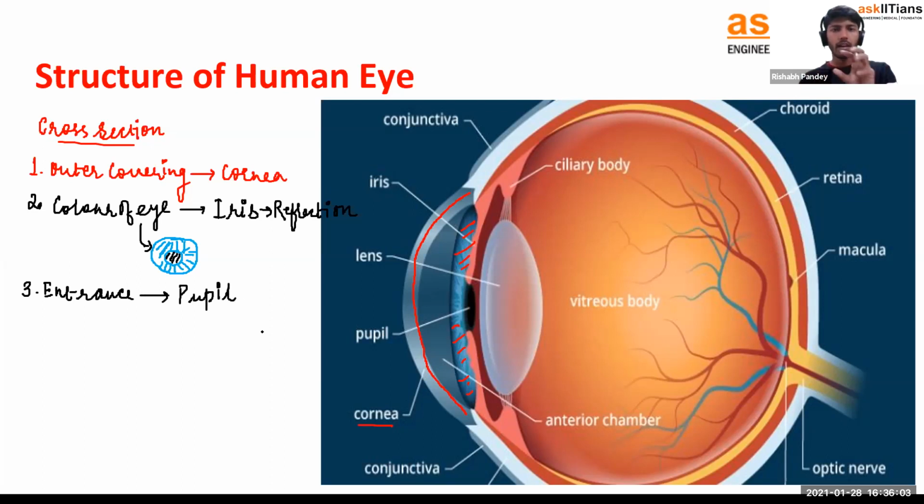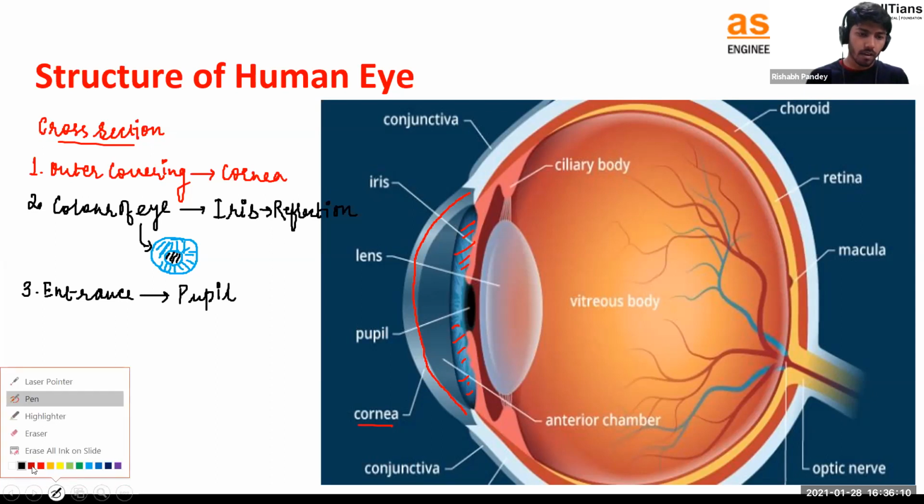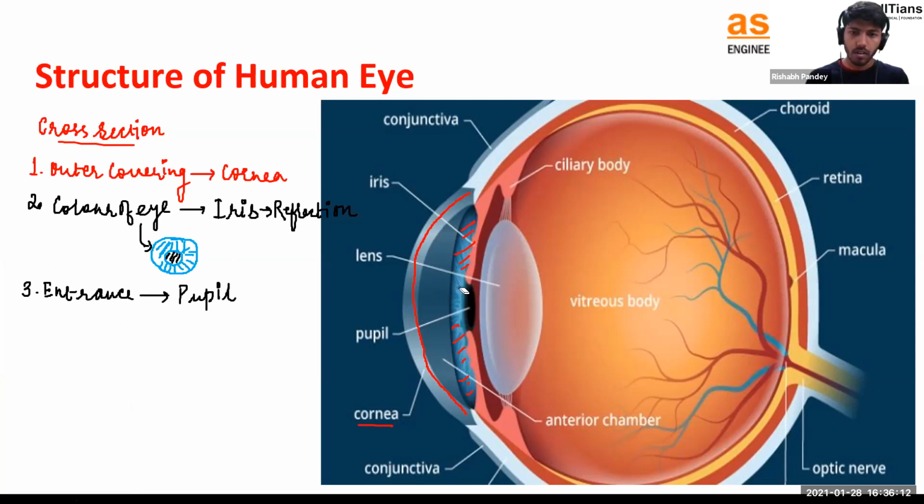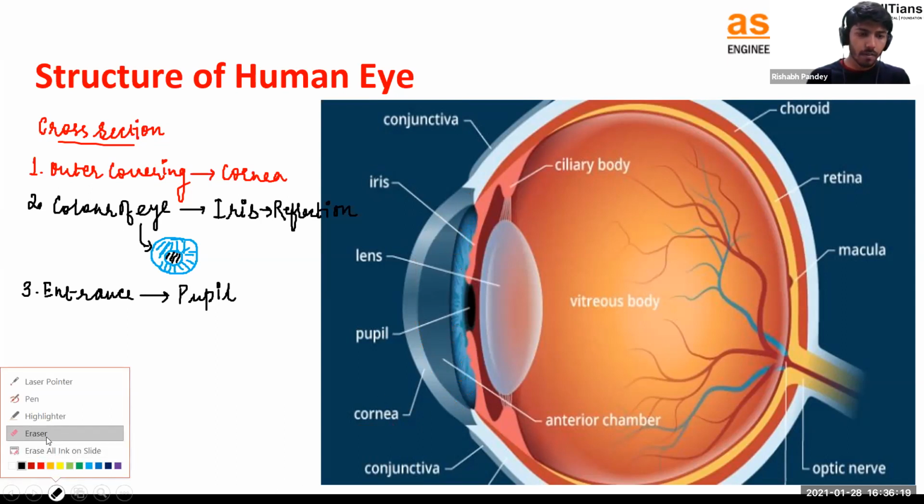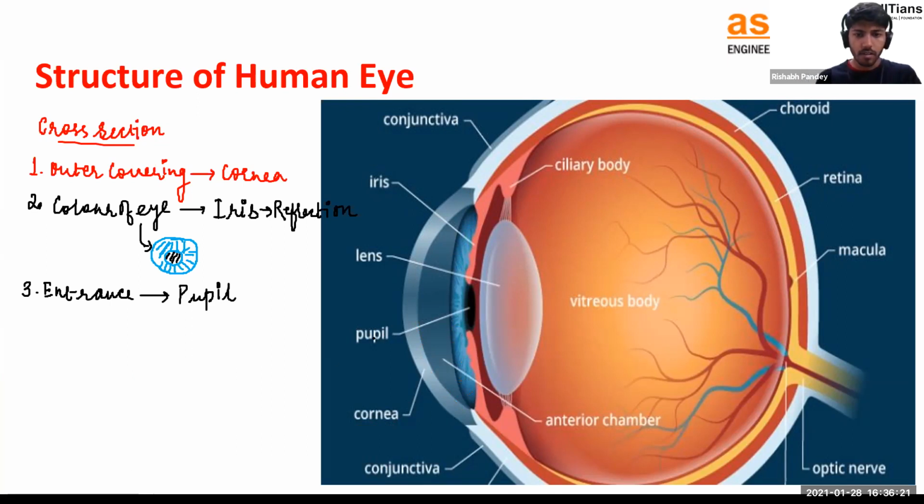So the pupil has a kind of entrance-like structure over here. Let's say that in our eyes, a number of light rays basically try to enter, like this light ray, this light ray, and so on. So these are various light rays.